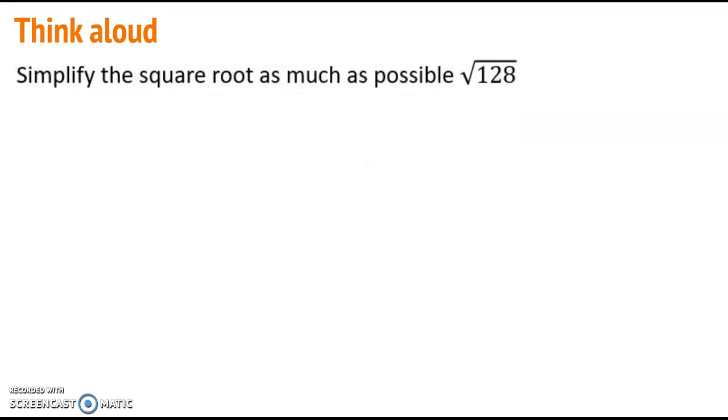Look at this problem. It says simplify the square root as much as possible. 128 is inside the square root. Well, 128 is not a perfect square. And just letting you know, you do have a perfect squares document in your Google Classroom that you're able to access. So since 128 is not a perfect square, I need to actually factor it out.